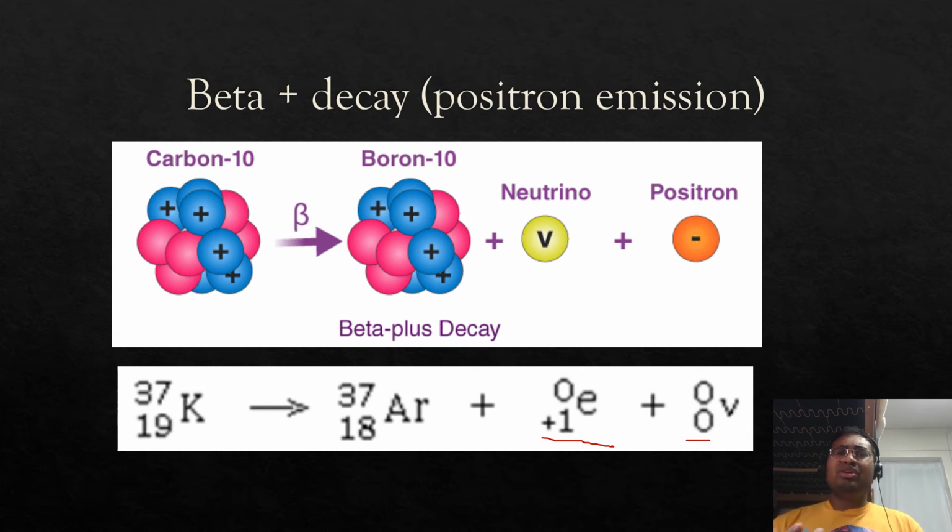And for all these radioactivity equations, it's very mathematical in the sense that this arrow kind of represents an equal. So you have 37 equals 37, and then you have 19 equals 18 plus 1. So you want to kind of balance both sides.